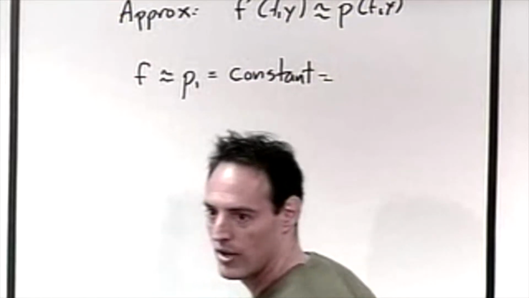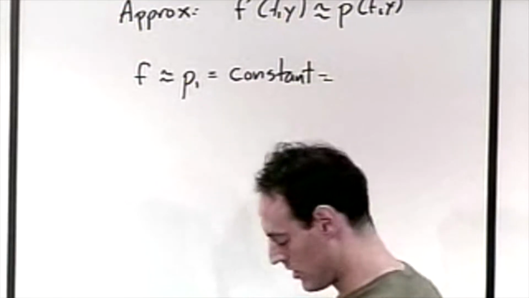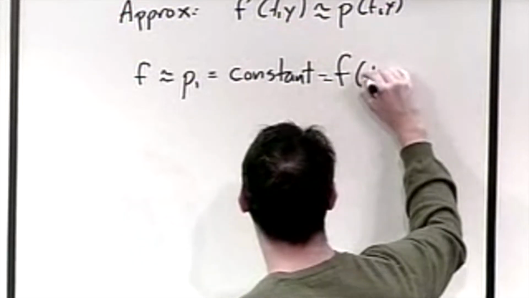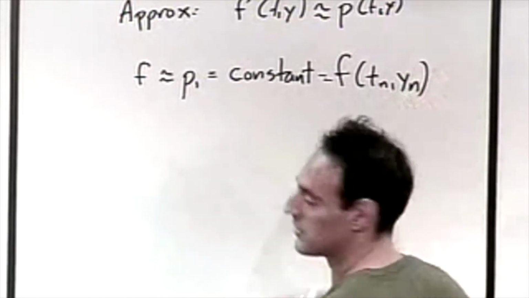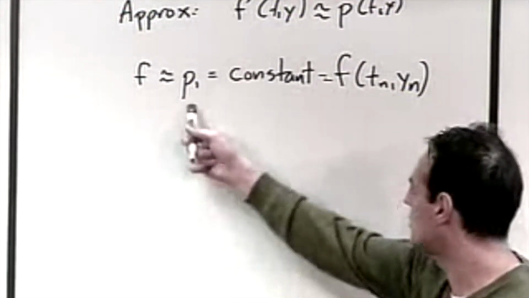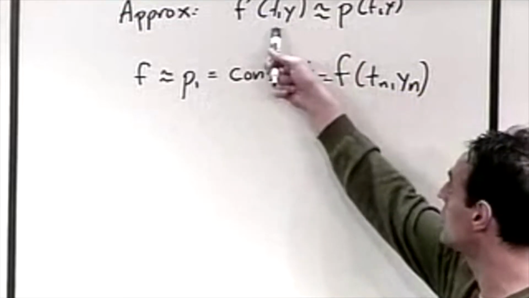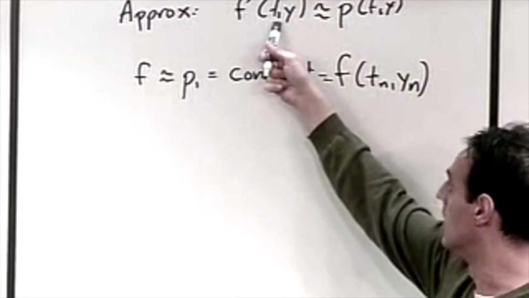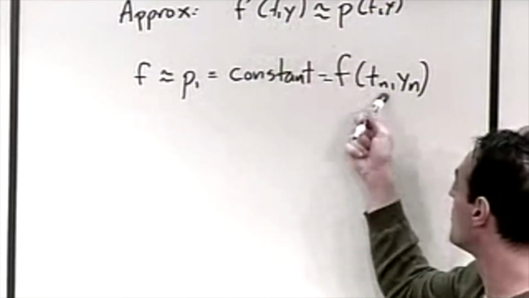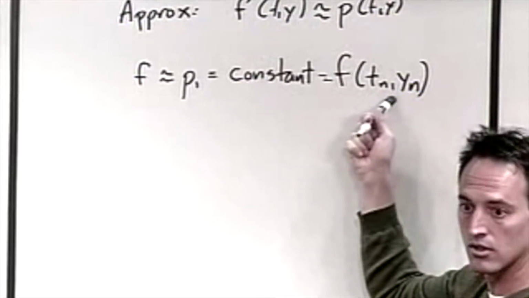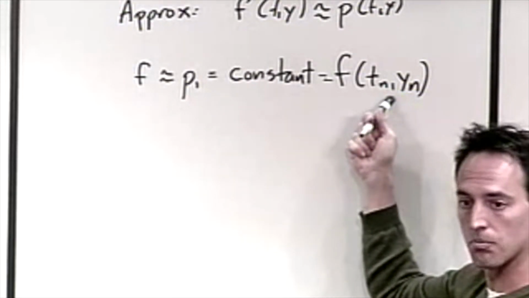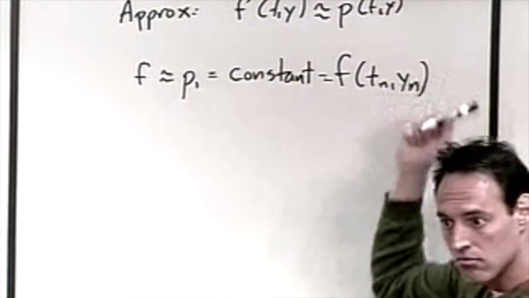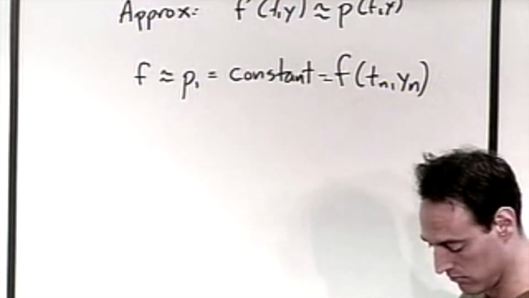What constant do we want it to be? Well, we'd like to pick something reasonable. How about what the solution is at the current time? Because I know what that is. So let's just pick this polynomial f, which is supposed to be representing f of t, y. Let's just pick it to be this constant and the value at the point I actually have. That's a very reasonable thing to do.